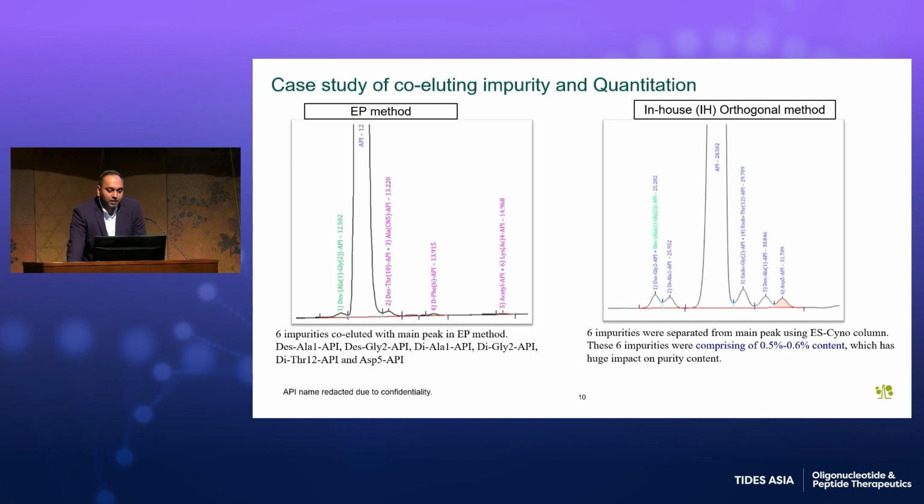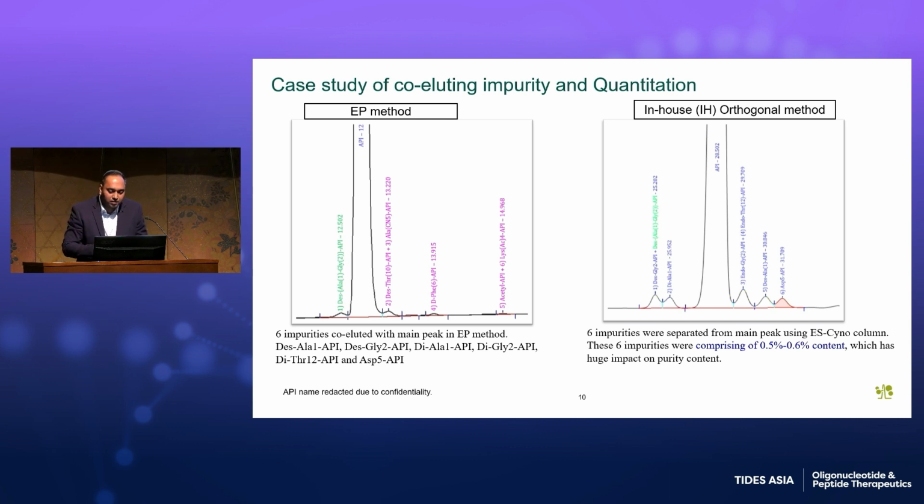So this is one case study where I'm trying to display that this was the EP method on the left side. In this particular EP method, you will see that 6 impurities were co-eluted. When we performed the peak purity using HRMS, we came to know that all 6 impurities were under the main peak. And with the orthogonal method, we have separated the impurities, but you will see that the first impurity in green was co-eluted with Des-Gly impurity, and because of the co-elution, there was a double count. So we need to subtract that impurity.